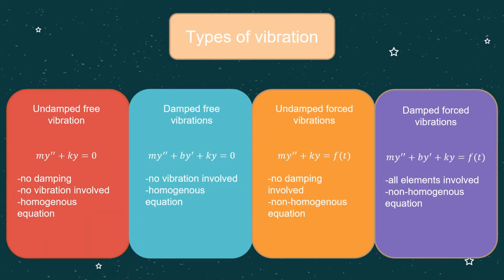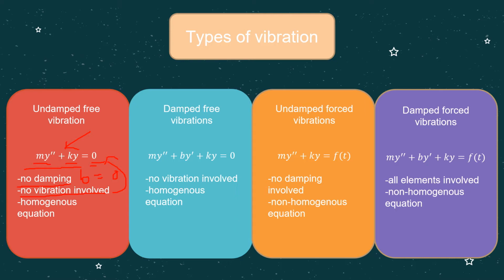There are four types of vibration. Number one is undamped vibration. The equation will be my'' plus ky equal to 0. In undamped vibration, there is no damping. As I mentioned earlier, damping is b. So when there is no damping, b is equal to 0, so in the middle here, there is no b. Second, there is no external vibration involved, which means that f(t) at the back here is equal to 0, and the equation here will be a homogeneous equation because we can see that it is equal to 0.